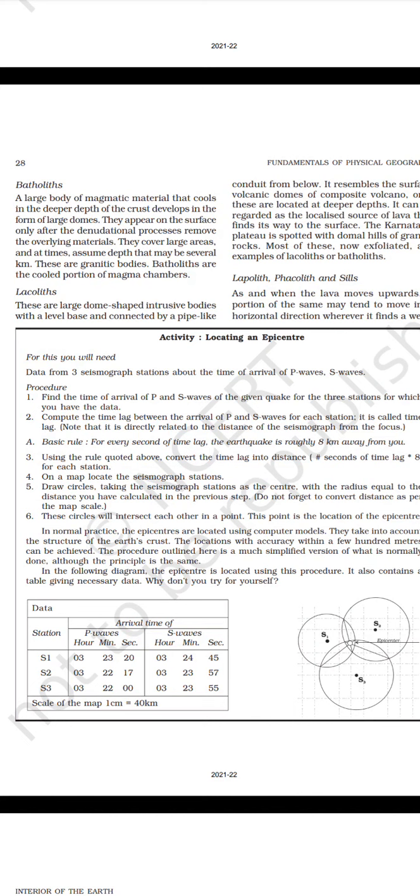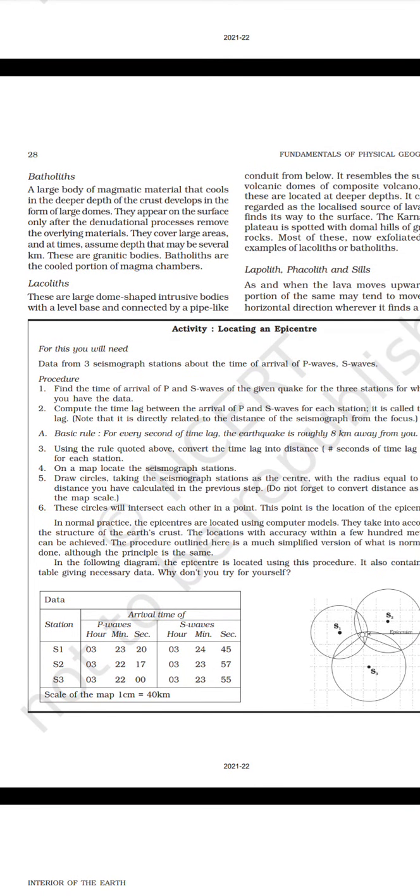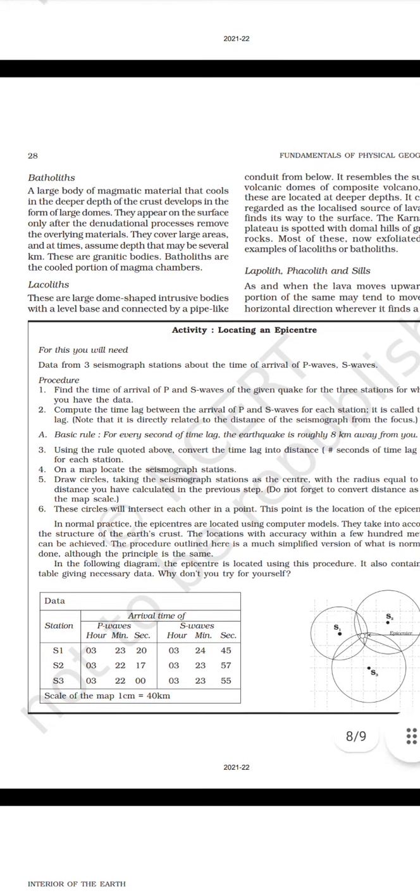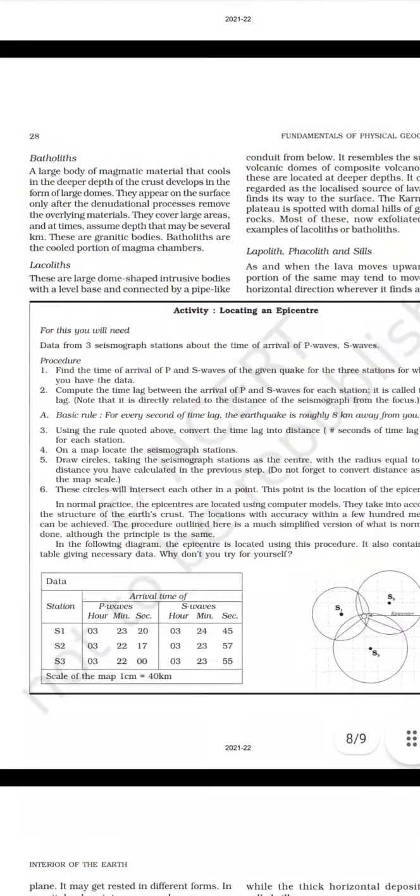Activity: locating an epicenter. For this you will read data from 3 seismograph stations about the time of arrival of P waves and S waves. Procedure: find the time of arrival of P and S waves of the given quake for the 3 stations for which you have the data. Compute the time lag between an arrival of P and S waves for each station. It is called time lag.